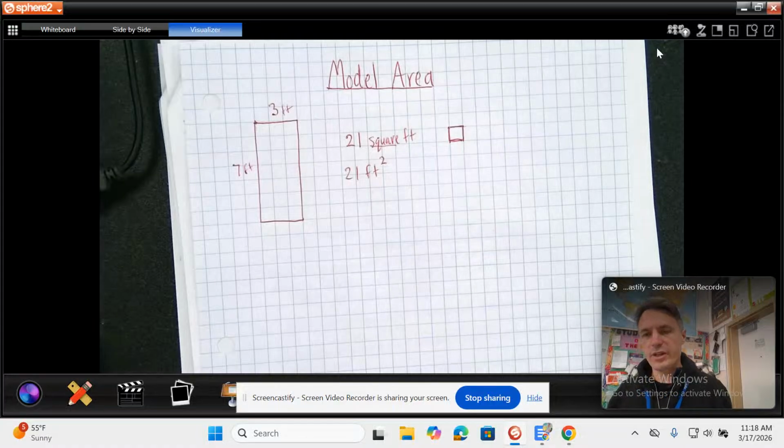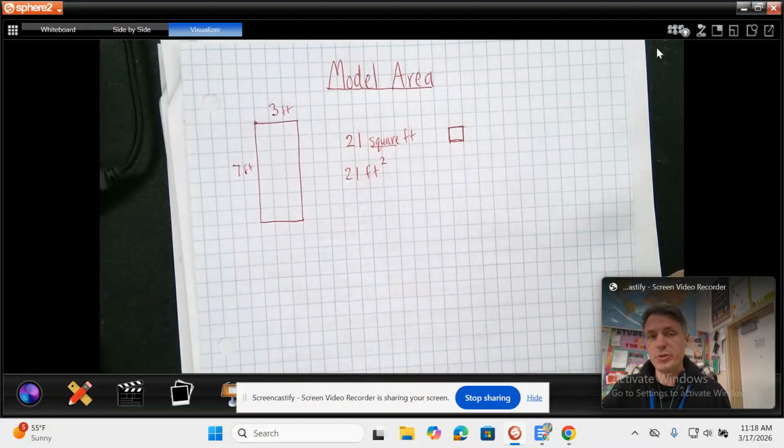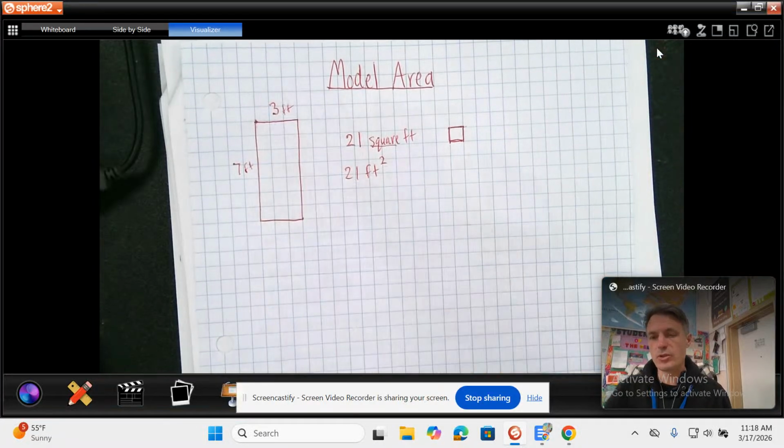Now, some of you may have noticed that counting the squares inside was actually not the best way to find out how many squares were in there, because 21 is also the answer to 7 times 3.